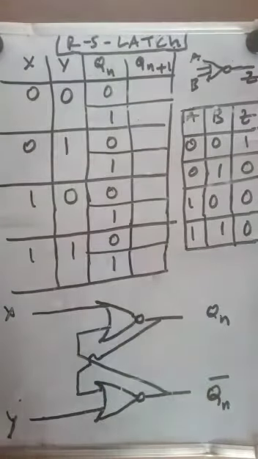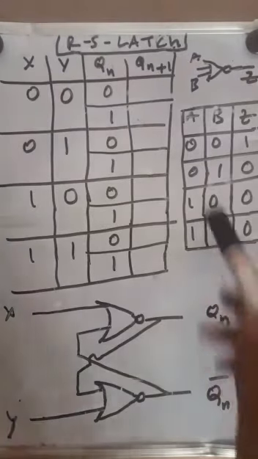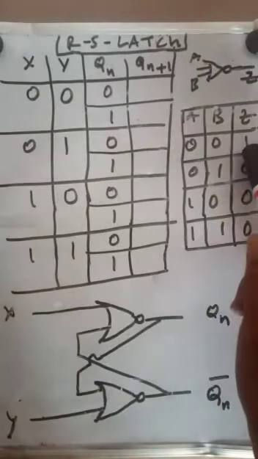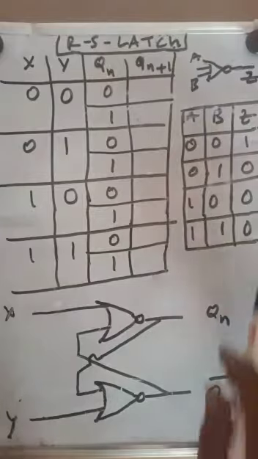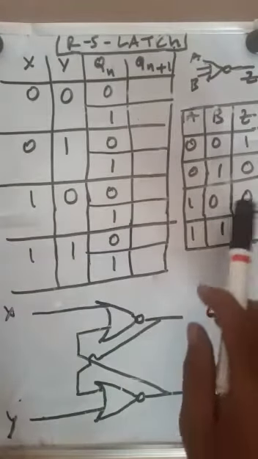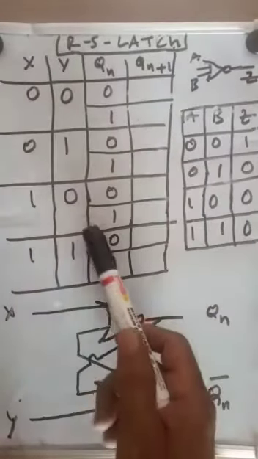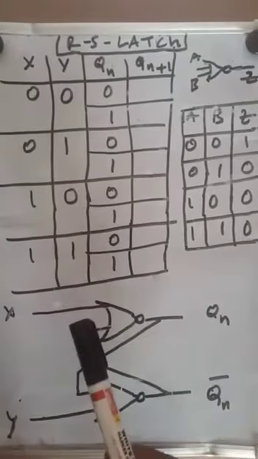This is how the connection is made. Then let us see how things happen. Already we know the truth table of NOR gates: 0 0 gives 1, 0 1 gives 0, 1 0 gives 0, 1 1 gives 0. This is the truth table of NOR, which is very useful while deriving the output of the latch.